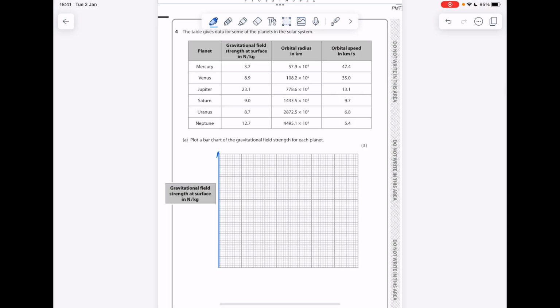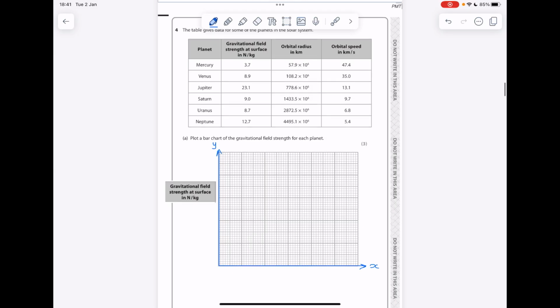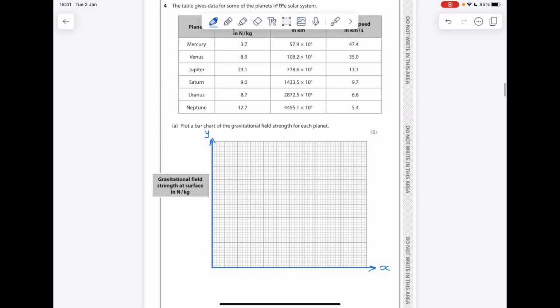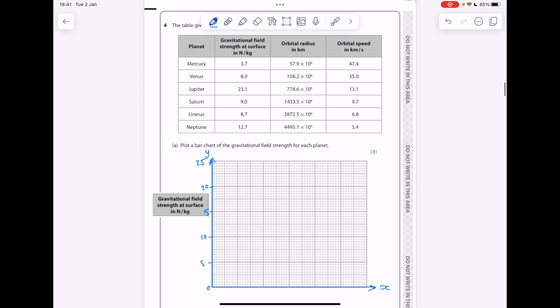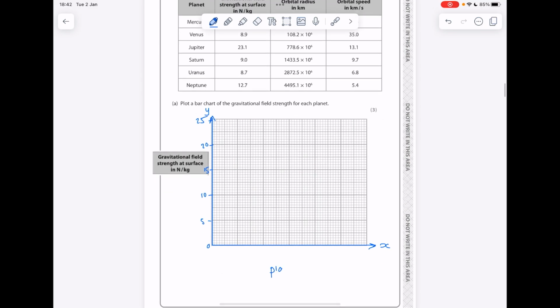Now let's get our axes sorted. There's your y-axis. There's your x-axis. Be sensible. We're going from 3.7 up to 23.1. You want to take up as much of that graph paper as possible. Yep, this is looking sensible. And then we need our planets along here. And then just plot it nice and accurately.